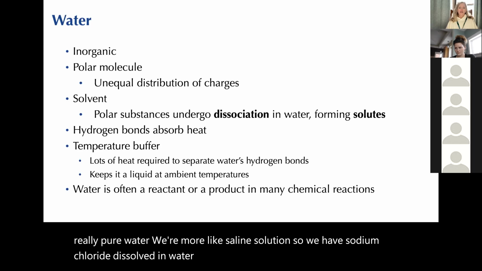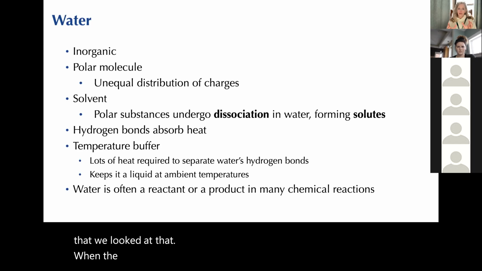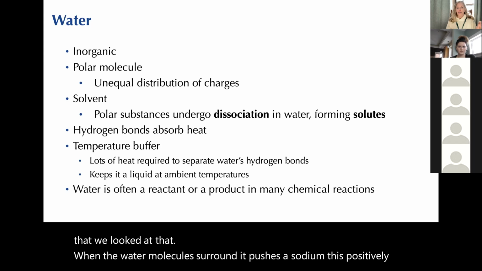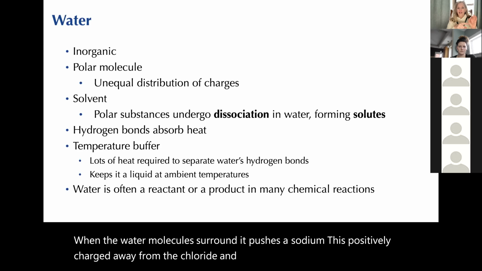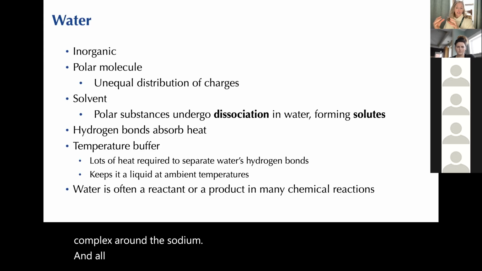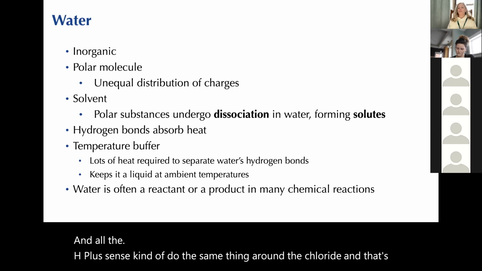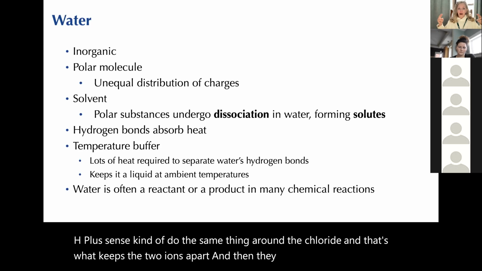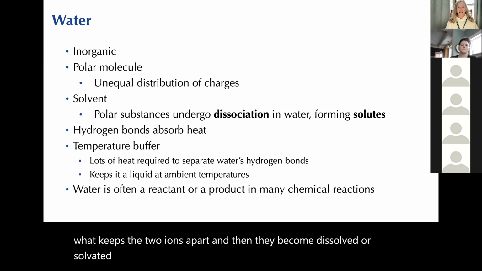And sodium chloride is that substance that we looked at, that when the water molecules surround it, it pushes the sodium that's positively charged away from the chloride. And remember, all those little negative charges on the oxygen encircle and form a hydration complex around the sodium, and all the H+ ends do the same thing around the chloride end. That's what keeps the two ions apart, and then they become dissolved or solvated and form an electrolyte solution. That's what an electrolyte solution is.